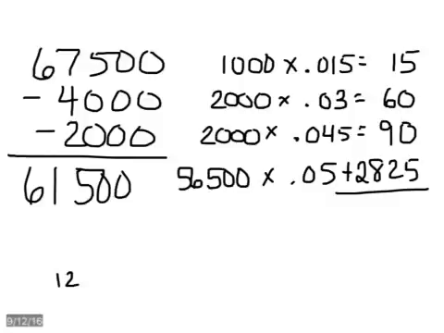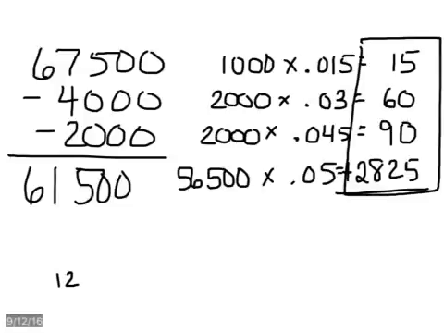15 plus 60 plus 90 plus 2825. Wait, you're adding these? I'm adding these numbers right here. That's what I thought it was, 56,500 times 0.05 plus 2,000. Oh, no, no, no. Sorry. Equals 2990. Okay, anybody else get that? All right, just double checking. So 2990 is how much for the year?